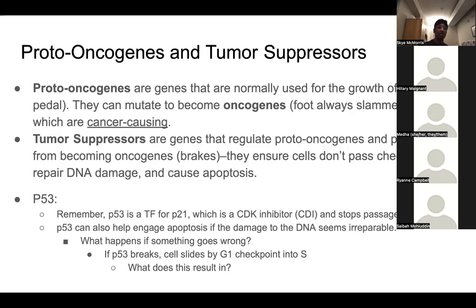If you have a mutation, does anyone know what kind of mutation this would be that would make them oncogenes, which would be like the foot is always slammed on the gas? So now you're hurtling toward that brick wall. Is it gain of function or loss of function?